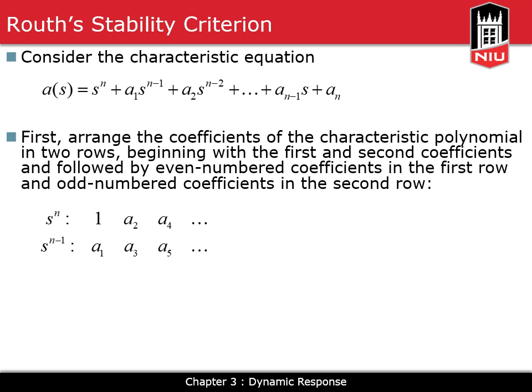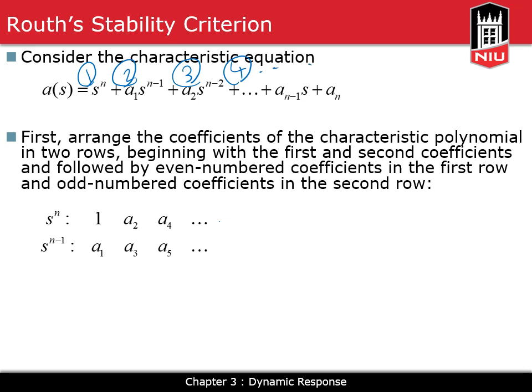I'm going to label the coefficients that we see in the characteristic polynomial here. The coefficient of s to the n is 1. I'm going to label that with a 1. The next coefficient is a1. Let's label that with a 2. Then 3, 4, and so forth.